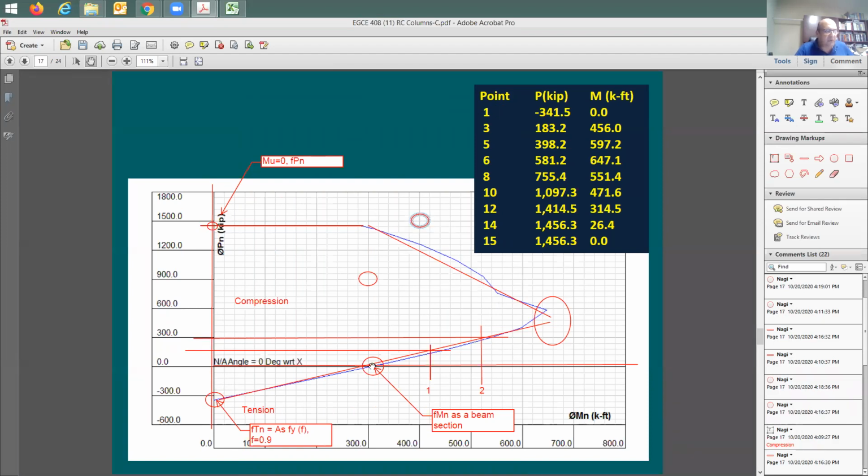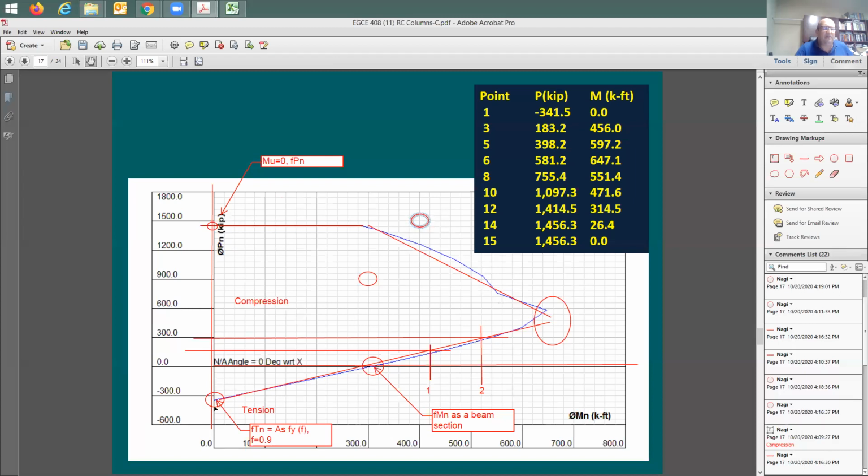You say, how about this point here? What happened at this point? Like what Alan answered me. At this point, axial load is going to be equal to 0. And this point here is going to be equal to phi Mn, as if I'm handling this column section as a beam. So now understand this point, understand that point.